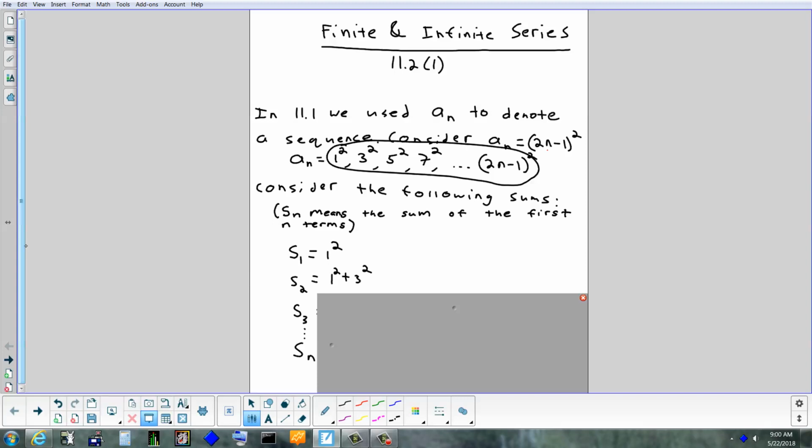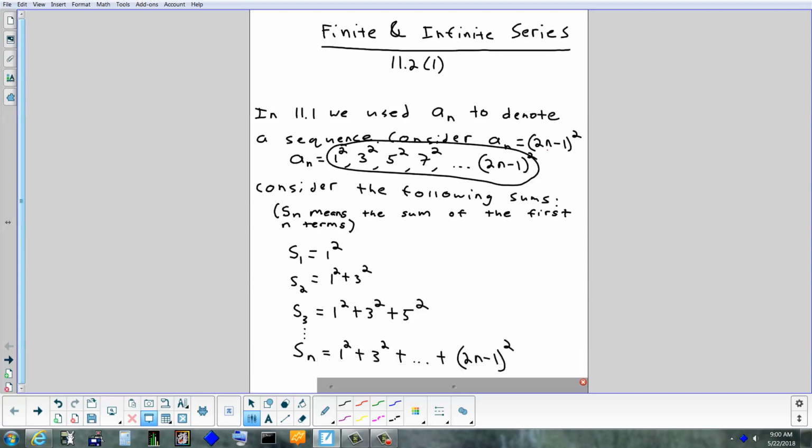All right, and now S sub 3 would mean to take your sequence and add up the first 3 terms. 1 squared plus 3 squared plus 5 squared. And S sub n would mean to add up the first n terms. That's what we would like to be able to get a formula for. Okay, because if we wanted to add up the first 500 terms in the sequence, there's got to be a faster way to do it than writing out all 500 terms and then adding them up.